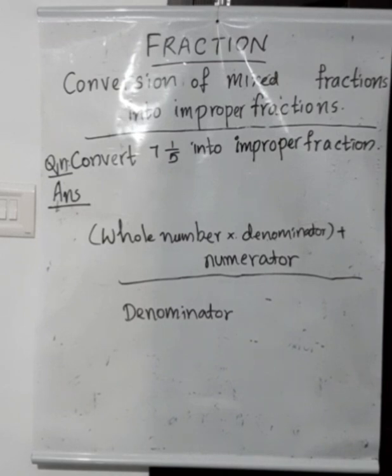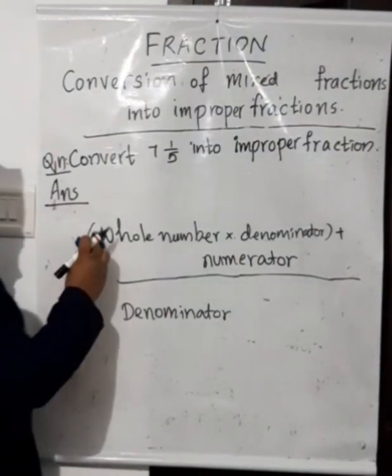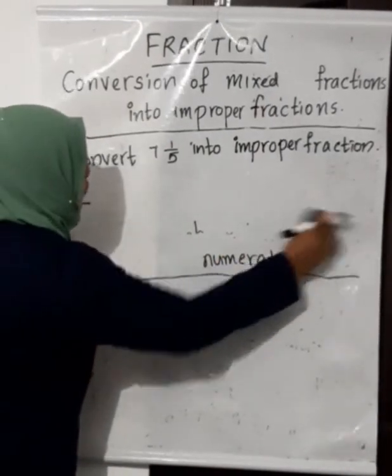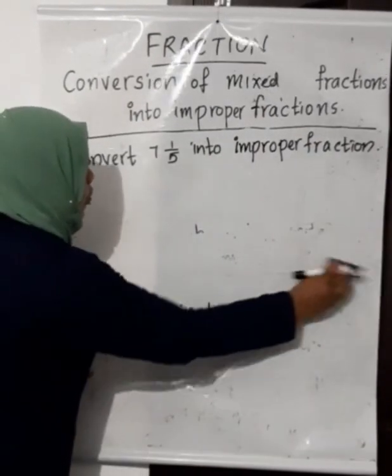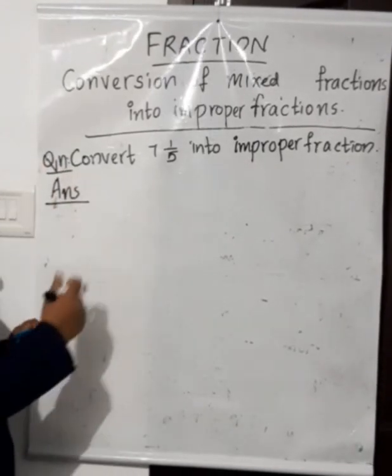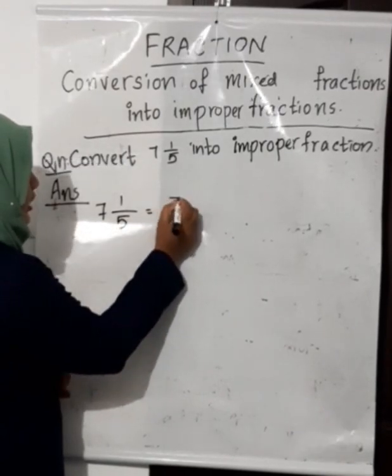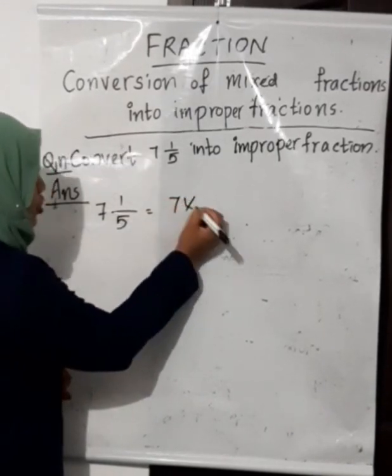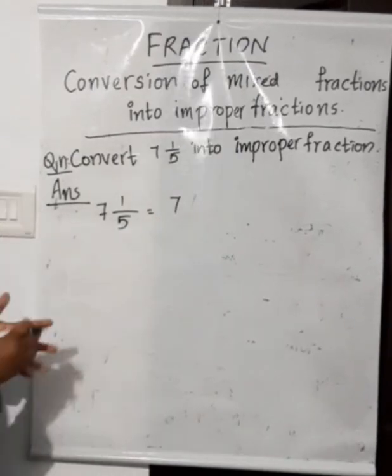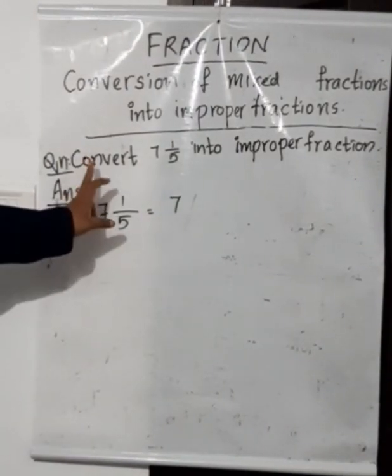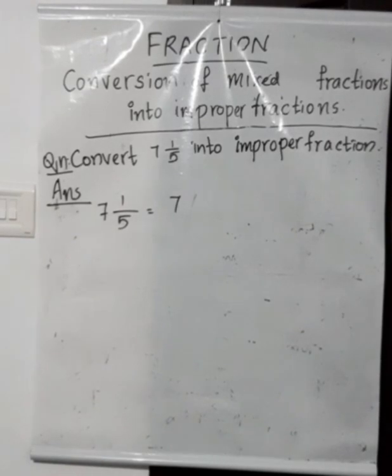This is only the step to convert a mixed fraction into an improper fraction. Anyway, let us discuss it using this example. Convert 7 1/5 into an improper fraction. So how will you do that? With 7 1/5, what should you do? What is the whole number here? Here 7 is the whole number, 1 is the numerator and 5 is the denominator.